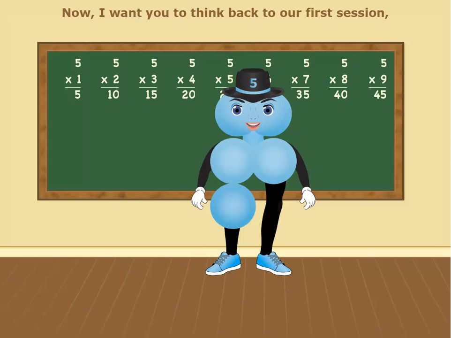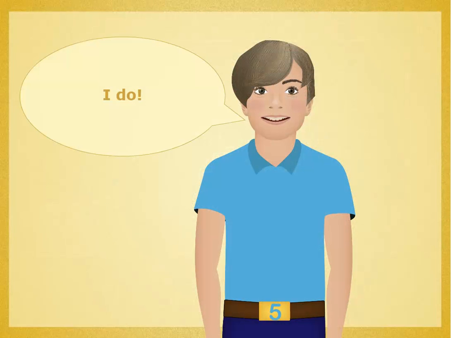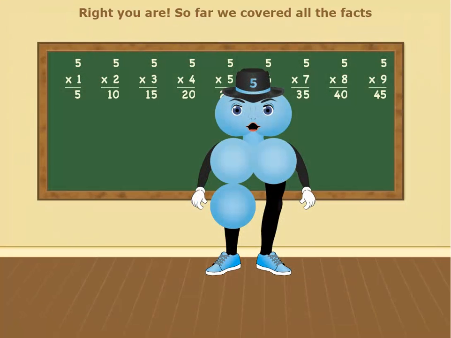Now, I want you to think back to our first session and the pattern you noticed in the ones place of the products of my facts. Who remembers what that pattern was? I do. It's 5050. Right you are. So far we've covered all the facts where the products have a 0 in the ones place. Now, let's examine the facts that form the other part of this pattern, with a 5 in the ones place.